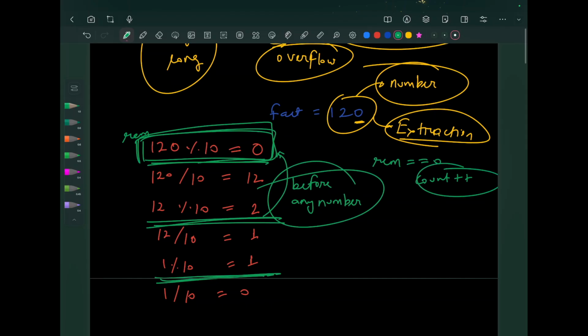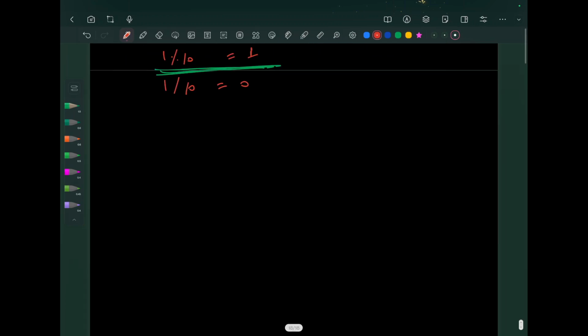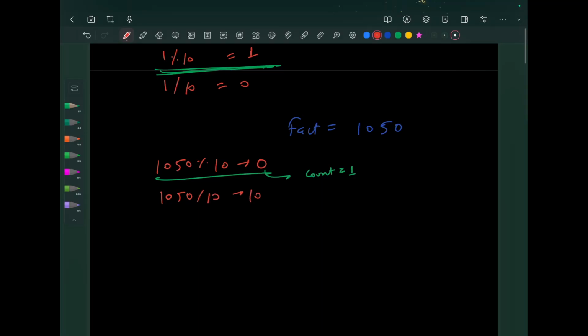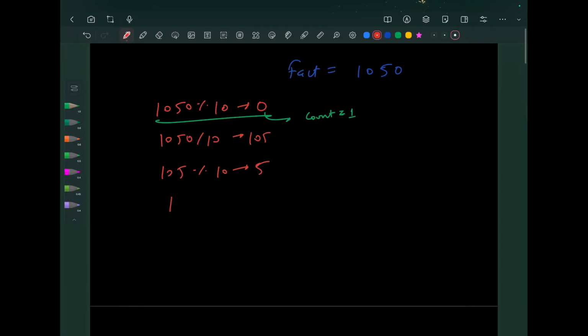Now why I said before any number, right? Let's take another example. Let's say you have a number factorial equal to 1050, something like this. You will get 0 here, so you are able to get count equal to 1, right? Then divide, it will be 105. Then 105 modulo 10 will be 5, then 105 divided by 10 will be 10, then 10 modulo 10 will be 0.